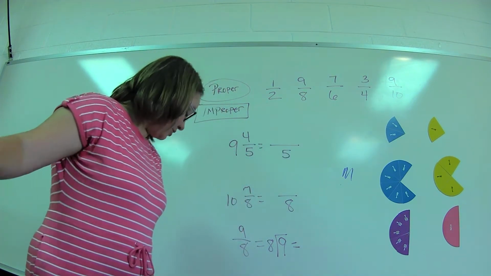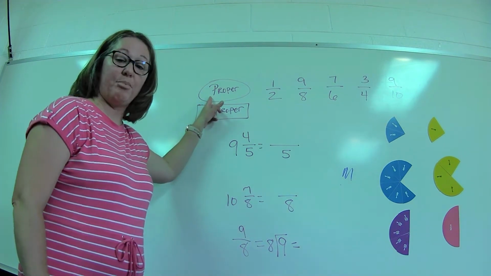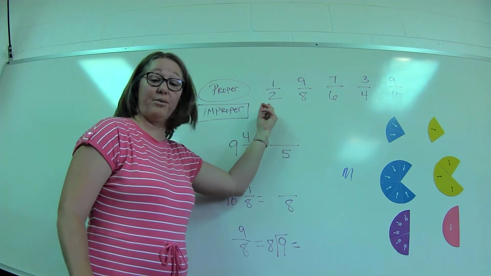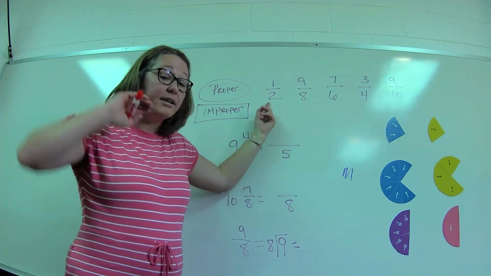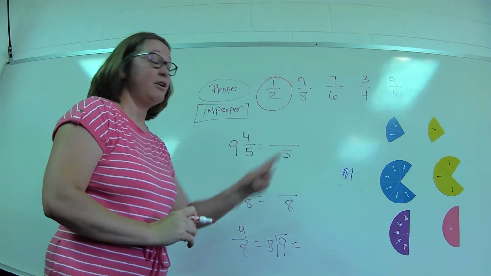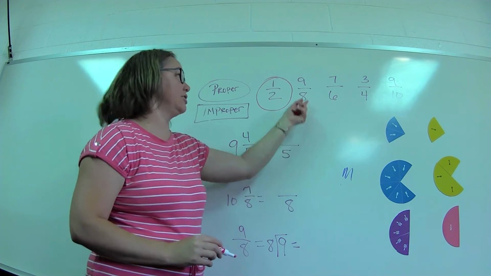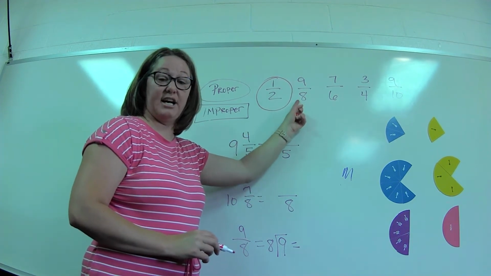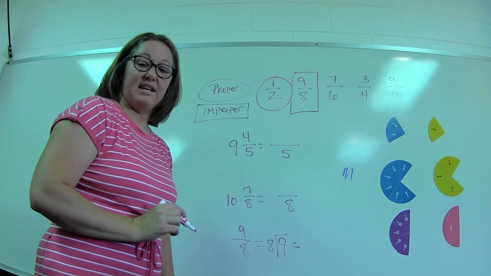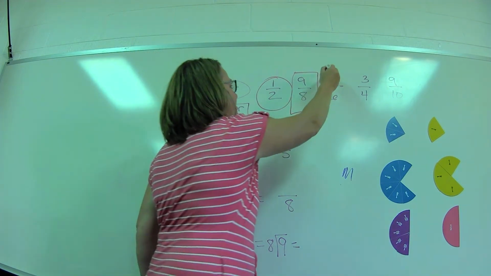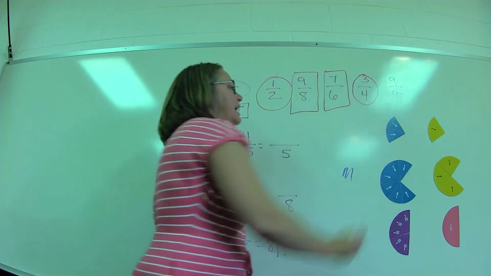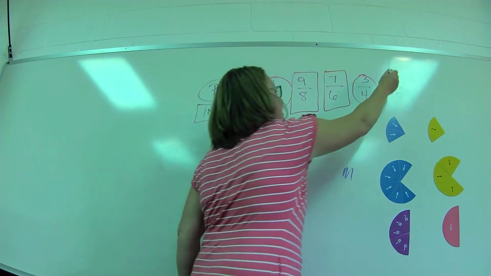Very good. On that quick review, now up here, we are going to circle the proper, and we're going to put a box around the improper, so you tell me what I need to do with 1/2. Did I hear circle? Awesome, yes, we're going to circle 1/2. What do we do with 9/8? Now look closely, the numerator is larger than the denominator, so that's right, it's an improper fraction. How about 7/6? You guys are getting good, that's right, improper. 3/4, put a circle, it's proper. And how about 9/10? Very good, it's proper.